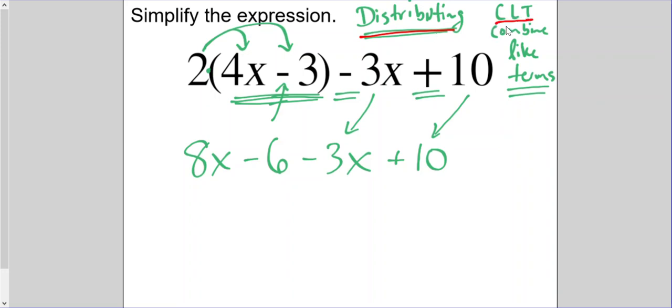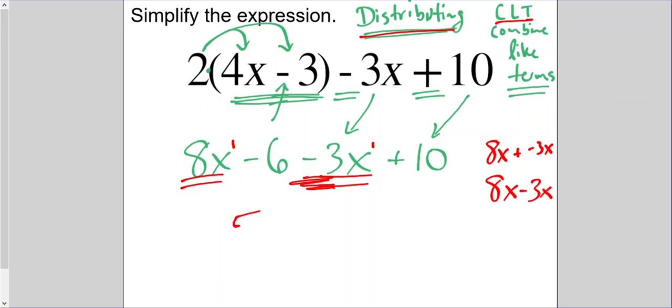Now I'm going to combine like terms. Like terms have the same variable and the same exponent. So when I say exponent, really here I just mean that there's an imaginary 1 there. 8x minus 3x. Really, I picture combining like terms as adding no matter what. So I'm thinking of like an 8x plus a negative 3x. But it's really the same thing as just subtracting straight across. 8x minus 3x means that turns into 5x.